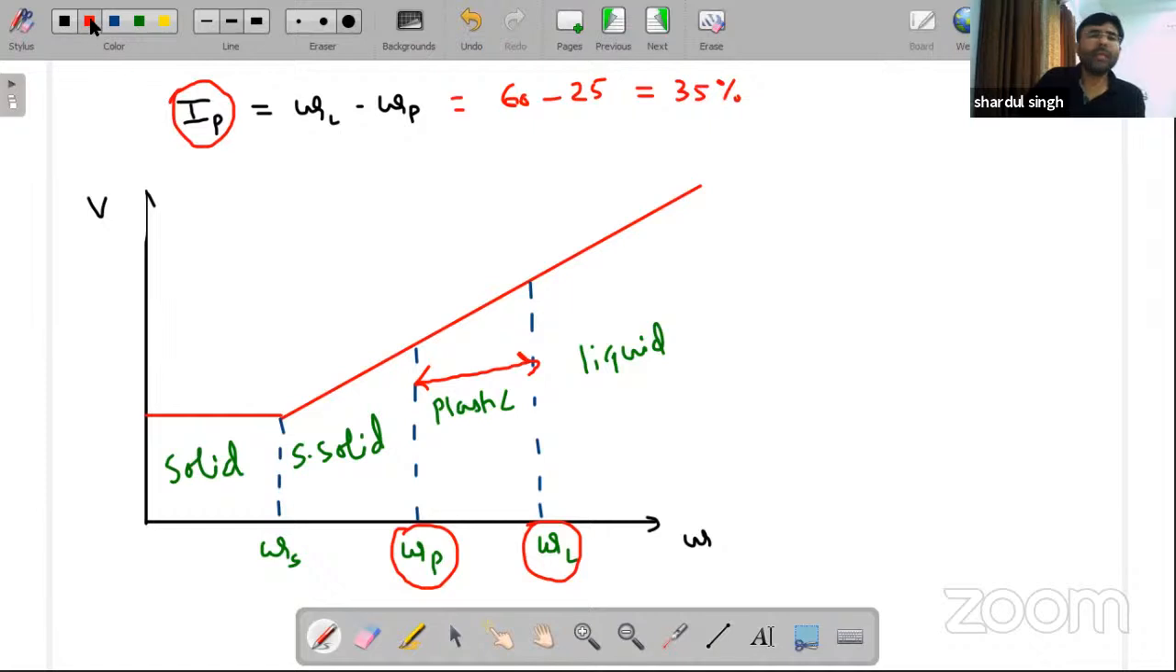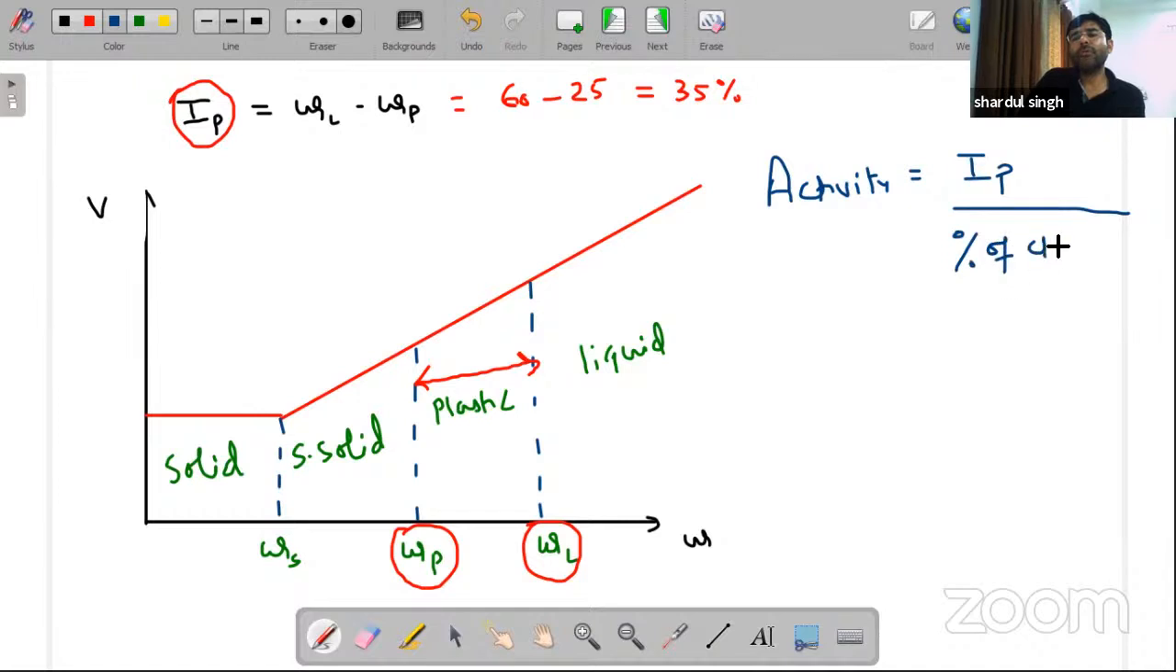What actually is the meaning of activity? Activity was nothing but the ratio of the plasticity index to the percentage of clay particles by weight in your soil. This was the meaning of activity.